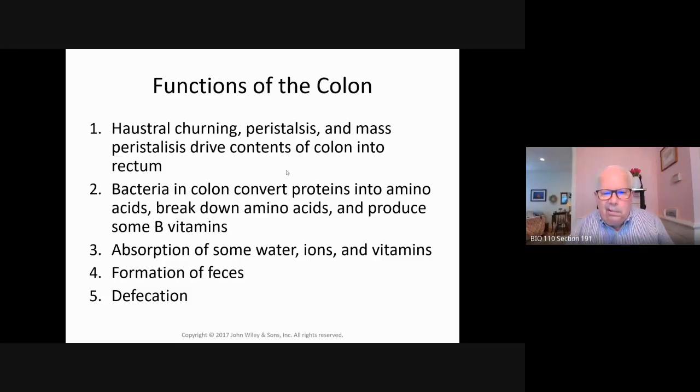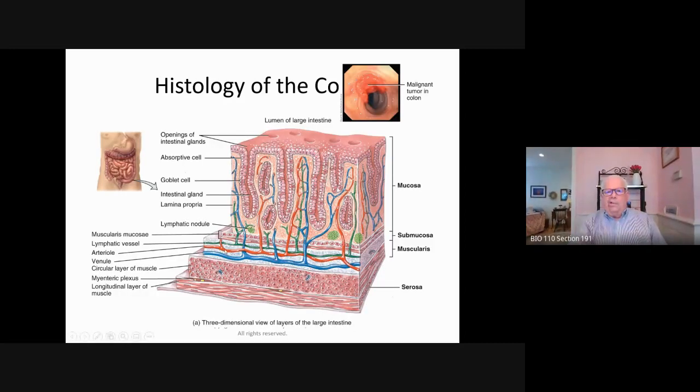The function of the colon is to absorb water, ions, and vitamins that the small intestine missed. So 10% of the water and ions and vitamins that are absorbed in the bloodstream is absorbed in the colon. The colon also forms your feces and directs the rectum to get the feces out of your body, and that's called defecation. Okay?